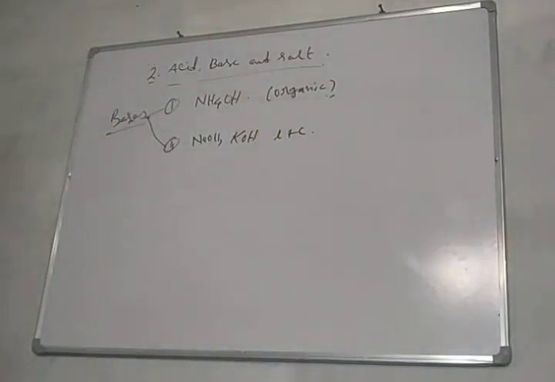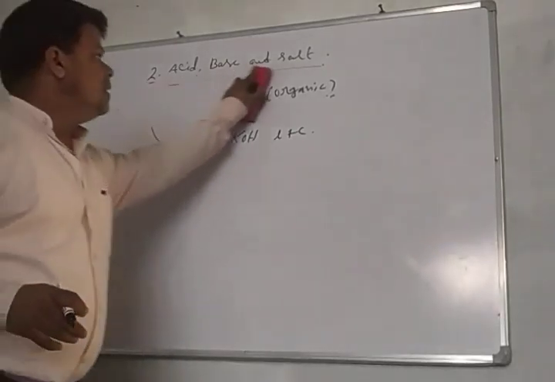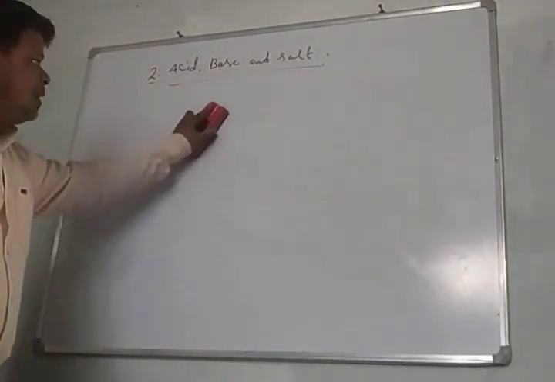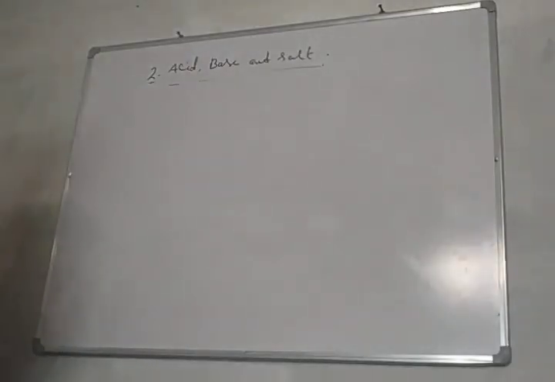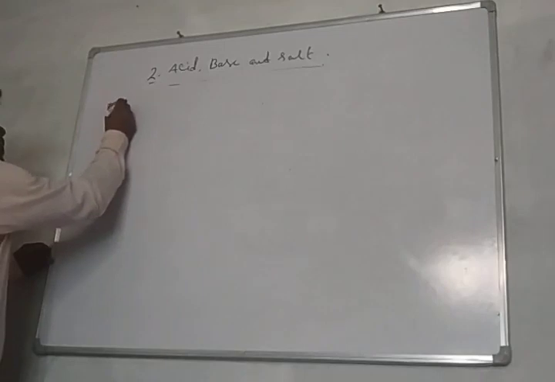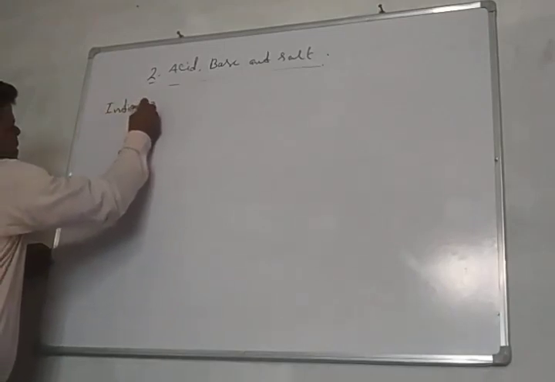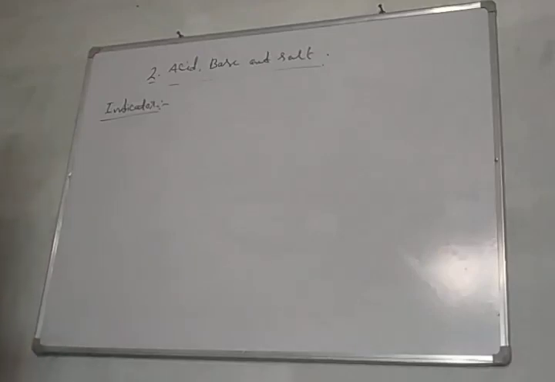Right now, I'll go for another important topic, which is called indicator. In between, when I was discussing acid and base, I mentioned that topic. What is an indicator actually? An indicator is a substance which changes its color or smell when dissolved in acid or basic solution.